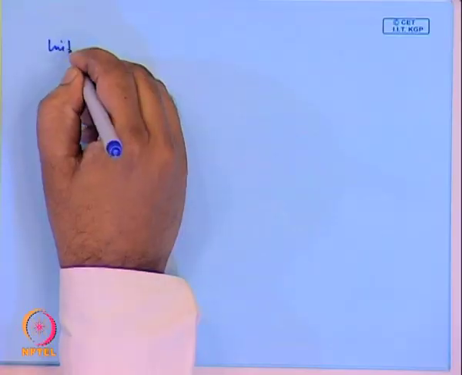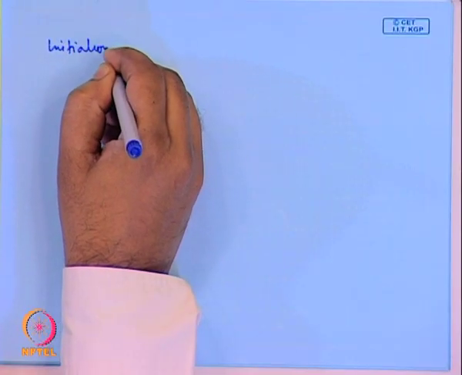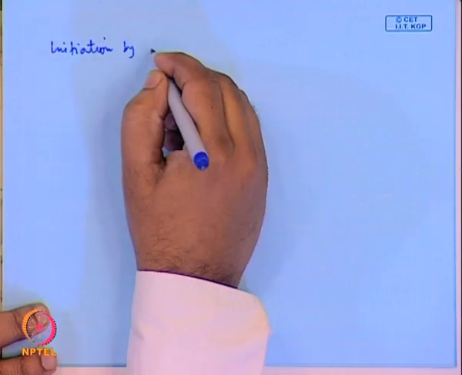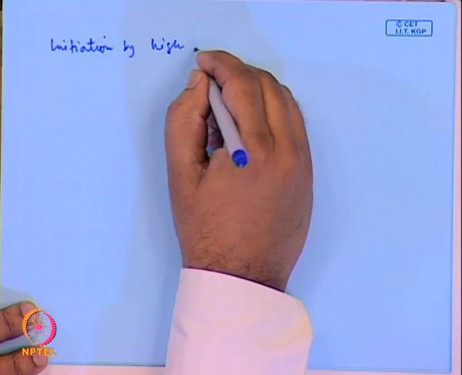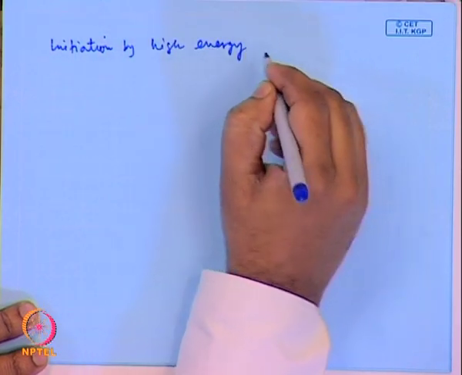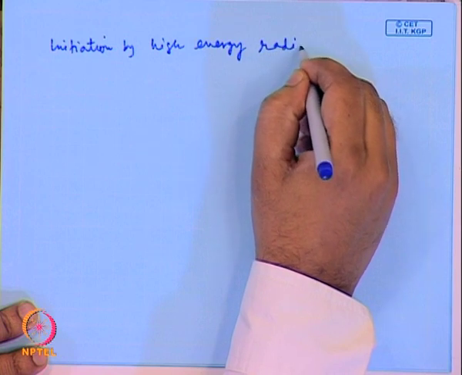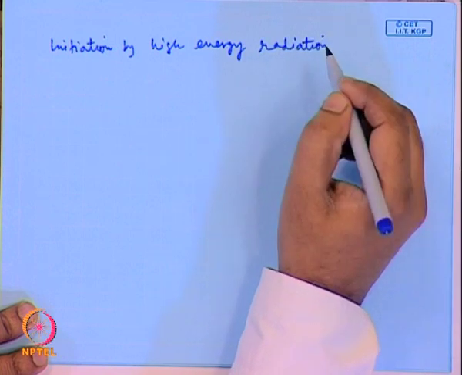The other type of initiator is initiation by high energy radiation, like gamma ray or X-ray.